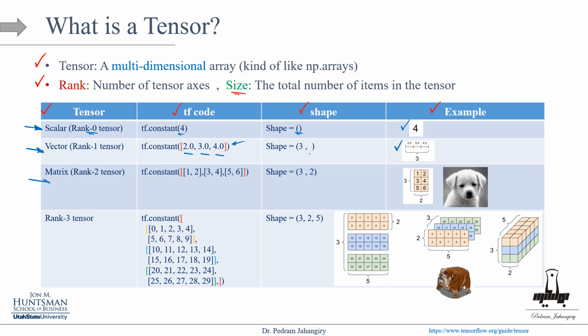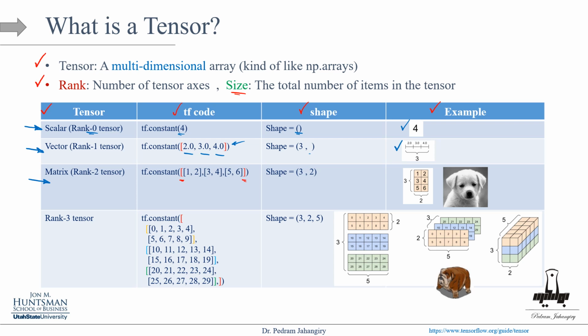The third one, matrix. A matrix is a rank 2 tensor. So we can define it in TensorFlow like this. And just pay attention to the number of brackets and colors that I'm using. So here I'm using red, for example. So there's an outer bracket and an inner bracket.